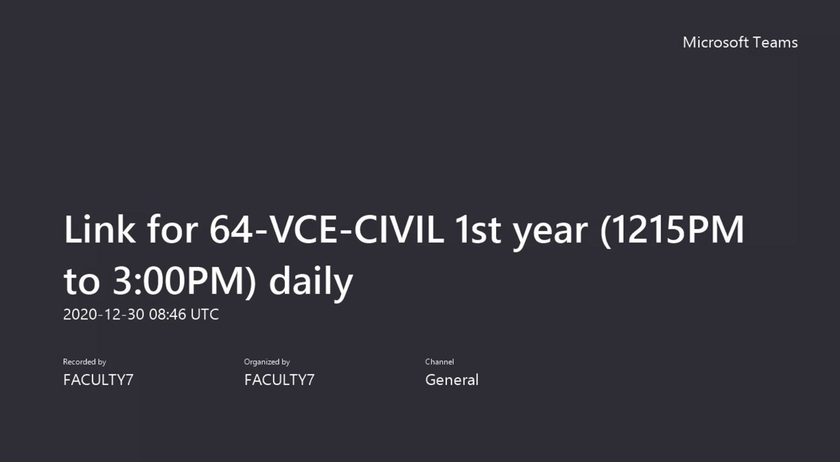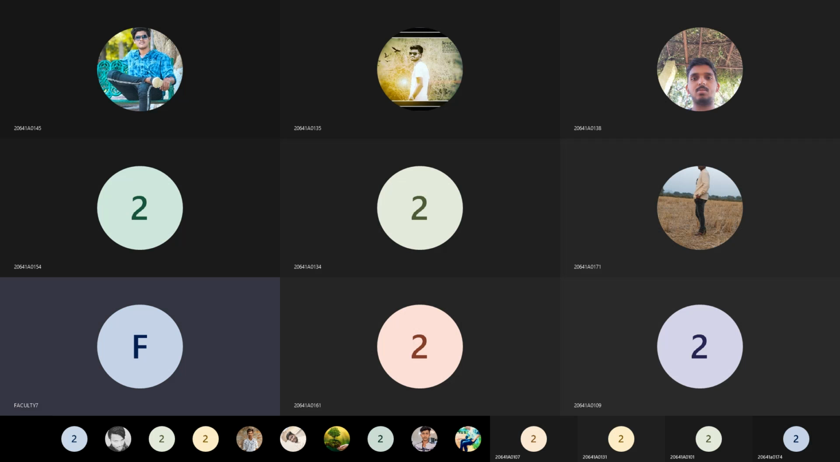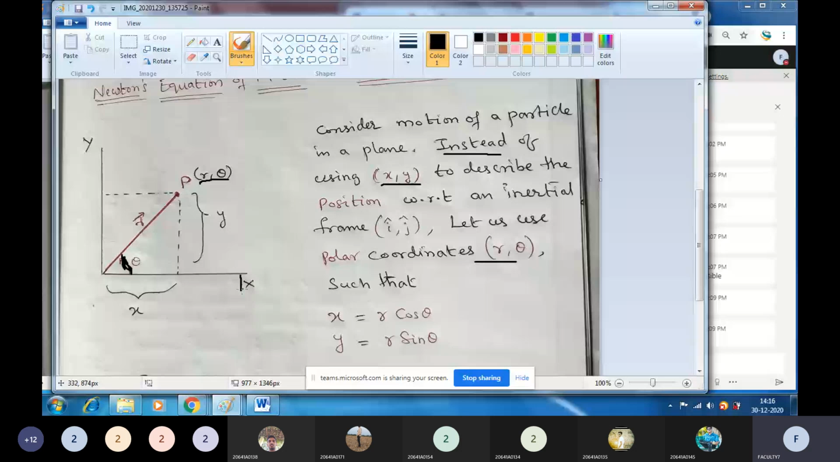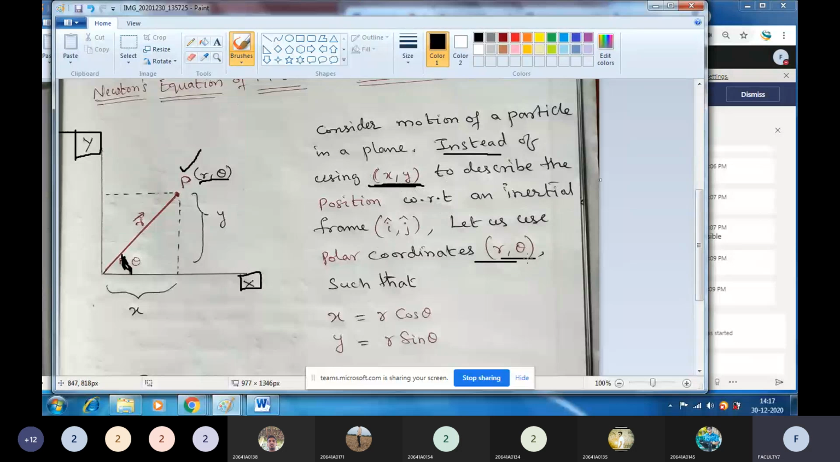Motion of a particle in a plane. So now the plane is the xy plane. The particle is lying in the xy plane, with the x-axis and y-axis here. This is a point P. Now instead of x and y coordinates, we are going to depend on r and theta.